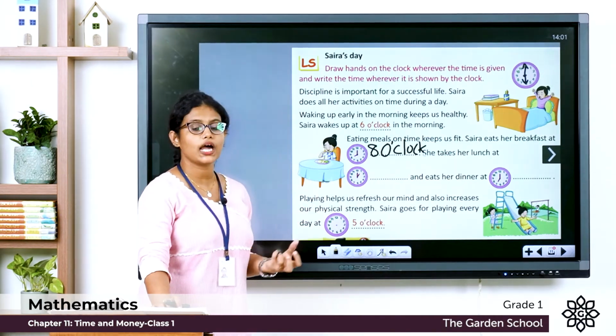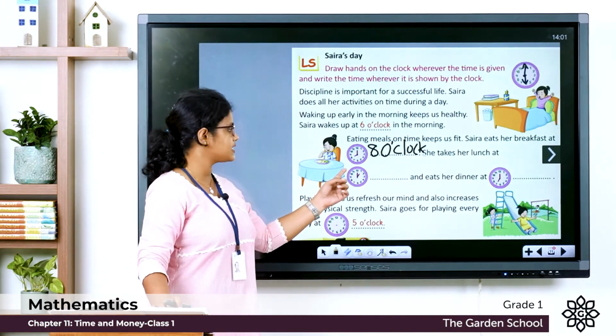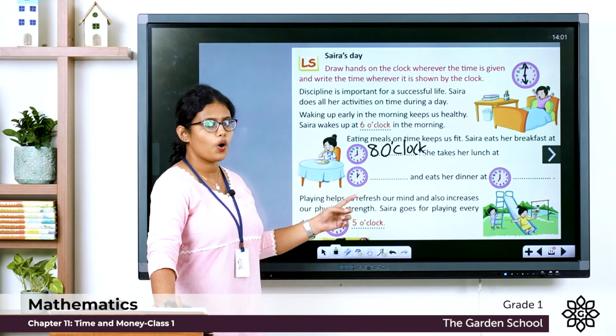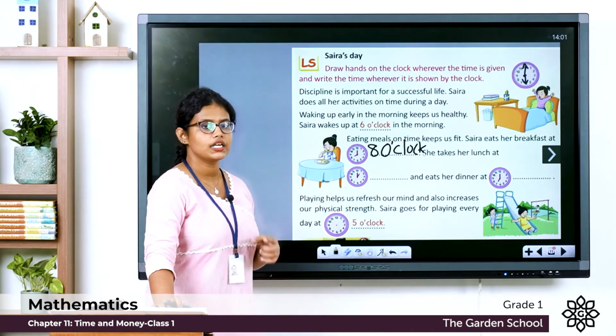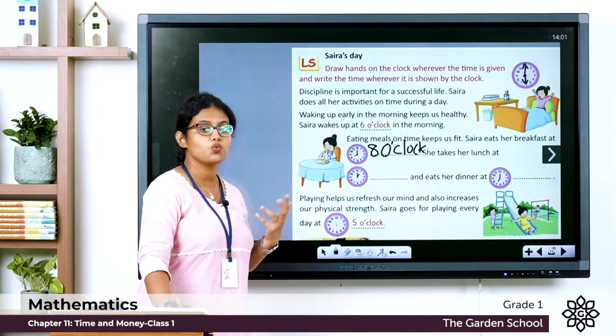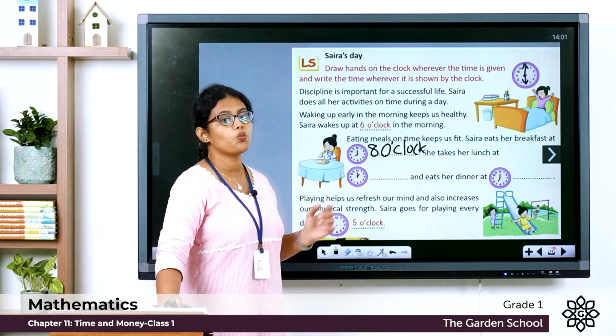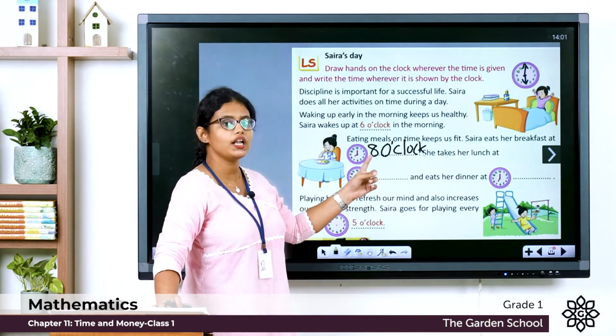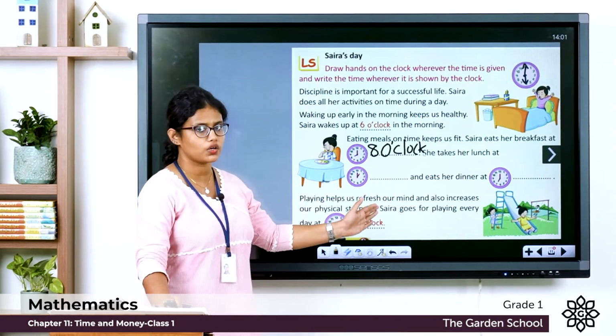Then she takes her lunch at. So see what time she'll have her lunch. Where is the hour hand? It is at 1. Where is the minute hand? It is exactly at 12. So what time is it? It is 1 o'clock. So you have to write here 1 o'clock.